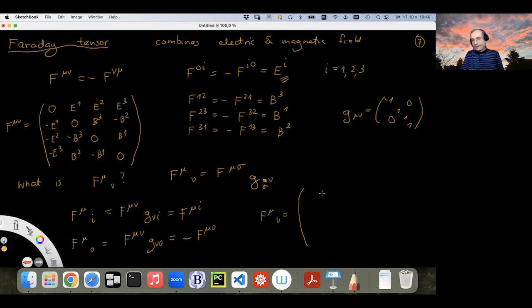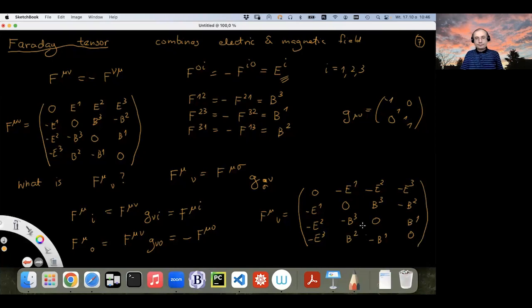is 0, minus E1, minus E2, minus E3; minus E1, minus E2, minus E3, 0; B3, minus B2; B1, 0, 0, minus B1, minus B3, B2. And this matrix is not anti-symmetric anymore.